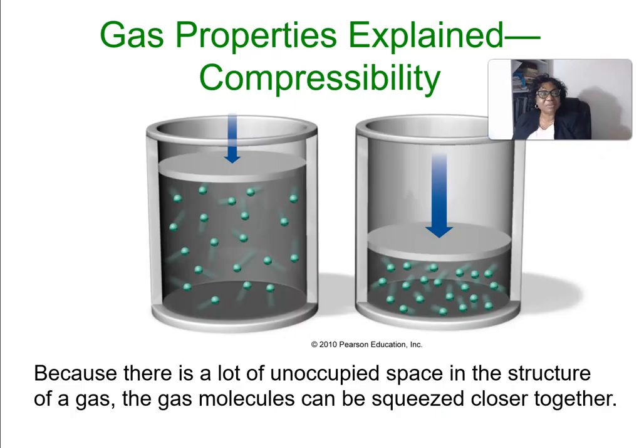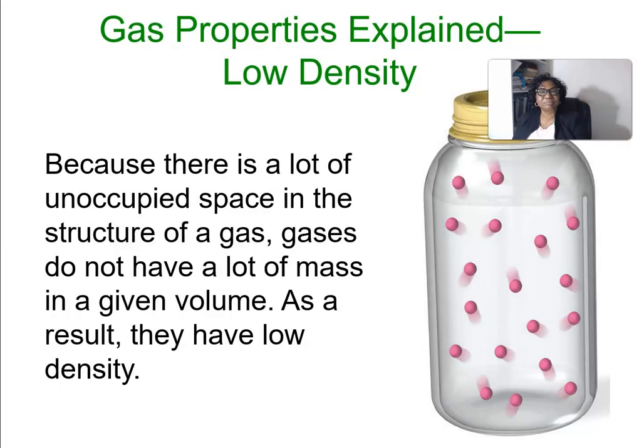We want to use the property of a gas to explain the low density of gases. Why do gases have low density? Because there is a lot of unoccupied space in the structure of a gas. Gases do not have a lot of mass in a given volume. As a result, they have low density. So that is why gases have low density. Their mass is too small compared to the space they occupy.